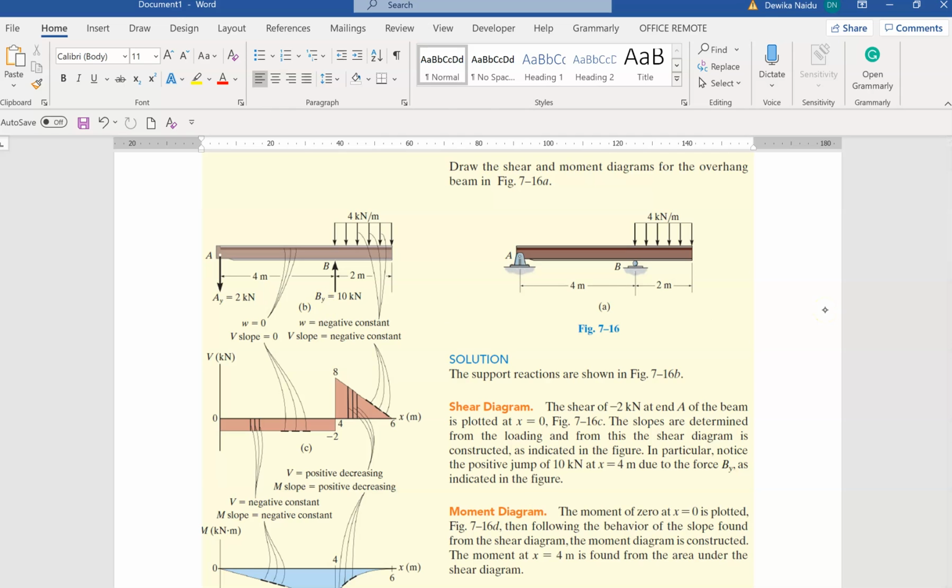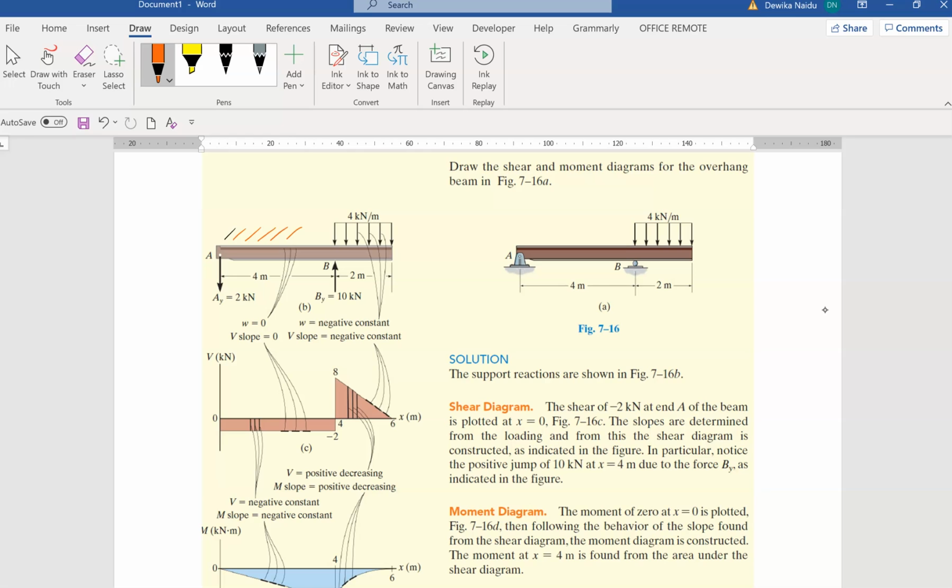If you see here, there is no loading here, right? There's nothing here, and then there is a loading here, 4 kilonewton, and this is an evenly distributed loading. Now, if I translate this into graphical form, just observe this.